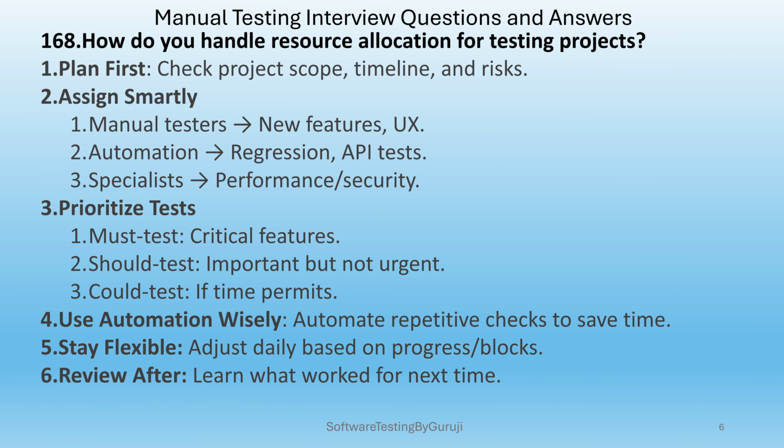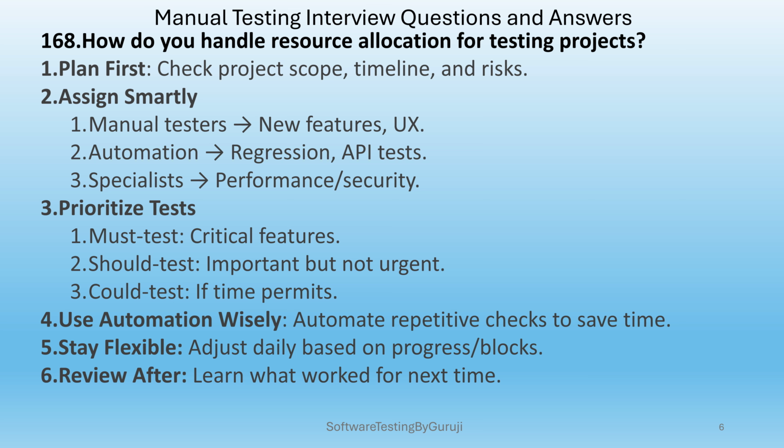Next question is, how do you handle resource allocation for testing projects? First, check project scope, timelines and risk. Second, assign smartly. Manual tester: new features, UX. Automation: regression, API test. Third, specialist: performance and security.